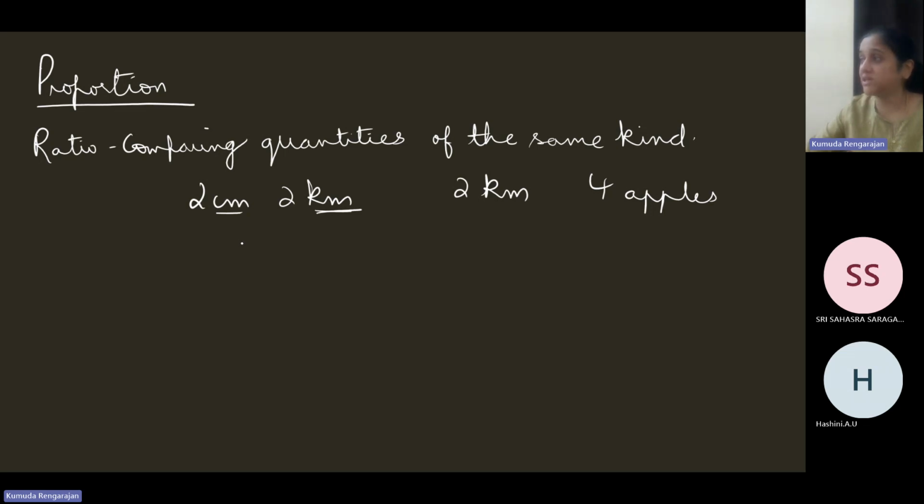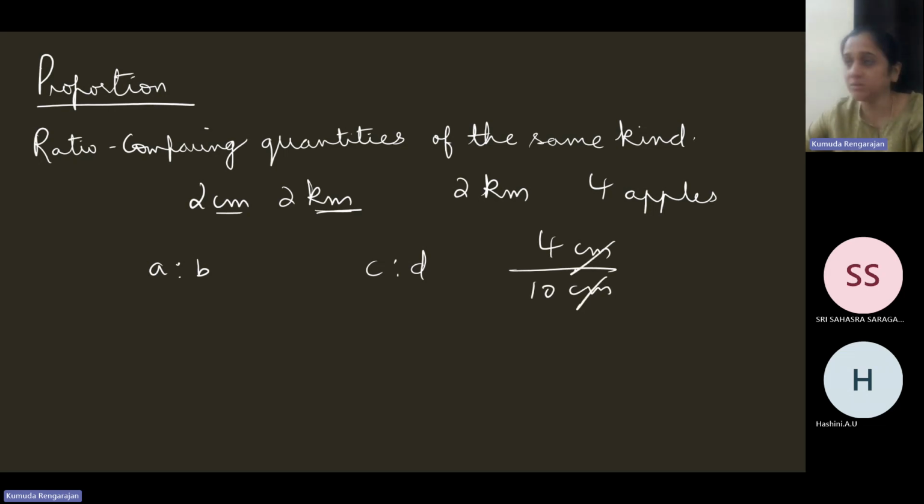When two ratios are equal, so we have a ratio A is to B, and we have another ratio C is to D. See, in the ratio, there is no unit. Like 4 centimeters by 10 centimeters. Centimeter gets cancelled. So the answer is 2 by 5 or 2 is to 5. Ratio does not carry any unit.